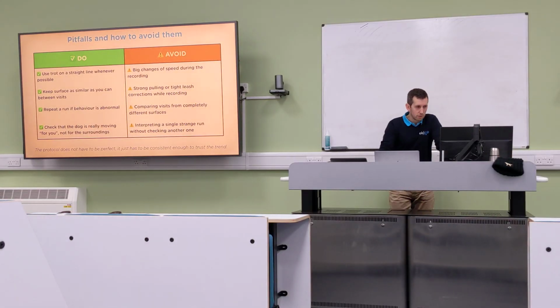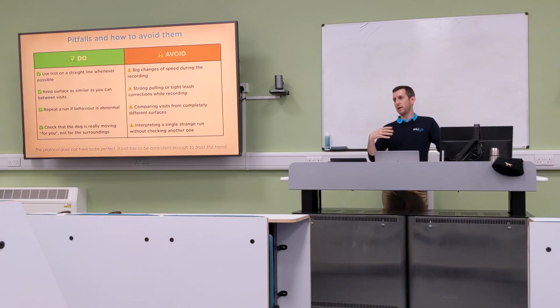So use trot on straight line as much as possible. You can, for example, for our tool, record at walk, but we recommend doing trot as much as you can, because this is where the asymmetry will be more visible, and it will be more easily highlighted by the system. Keep the surface similar between each measurement.